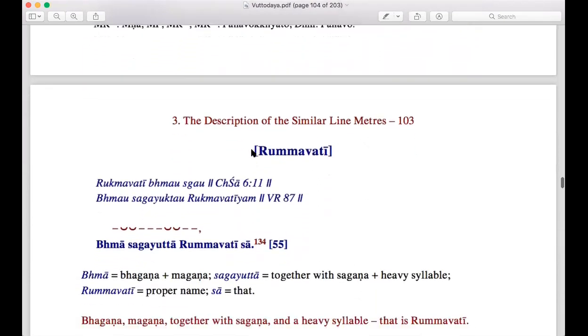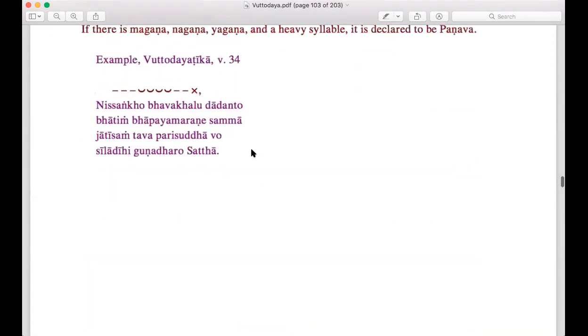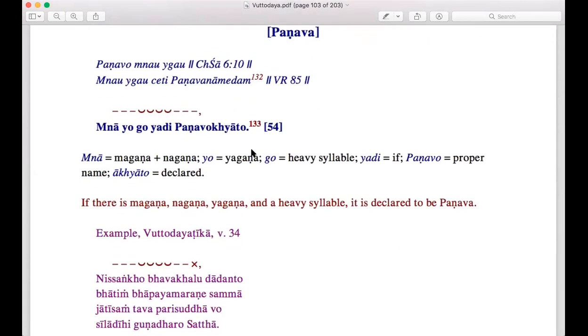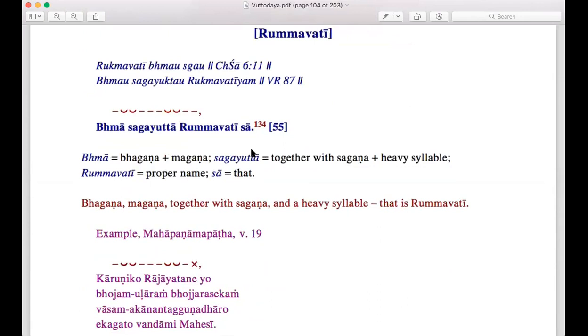Yeah, then the next verse is Rummavati. Sorry, do you have any questions about Panava? No questions, right? Very clear. Yeah, then Rummavati. Bhuma sagayutta Rummavati sa. This is also difficult to read. Bhuma, right? Bhuma, and then ma.